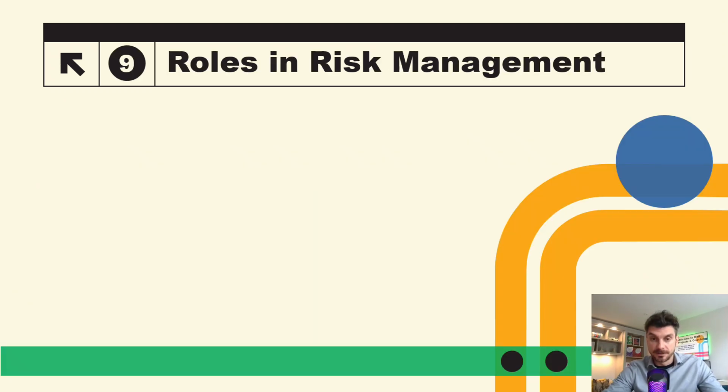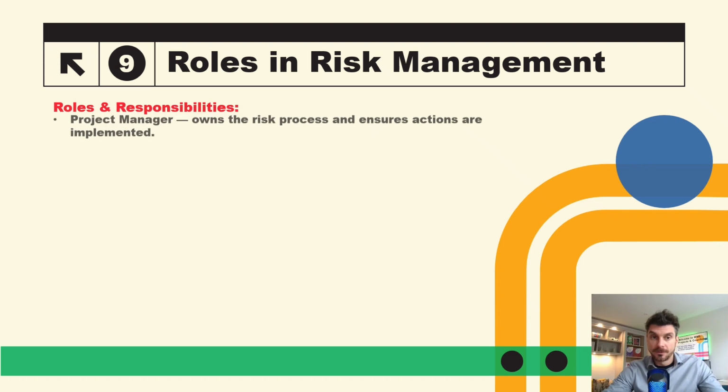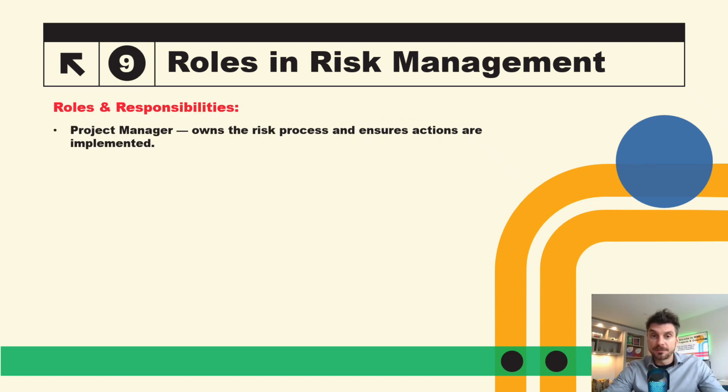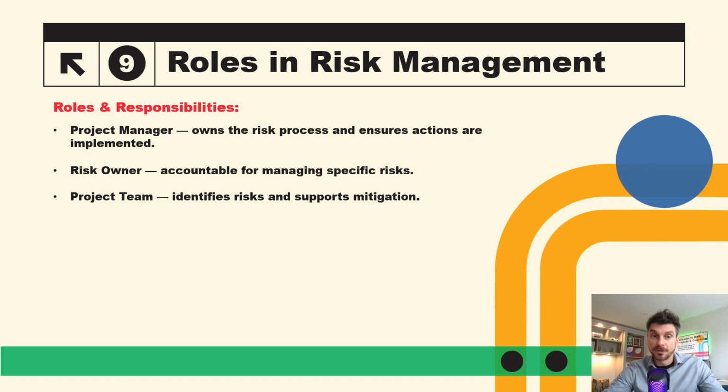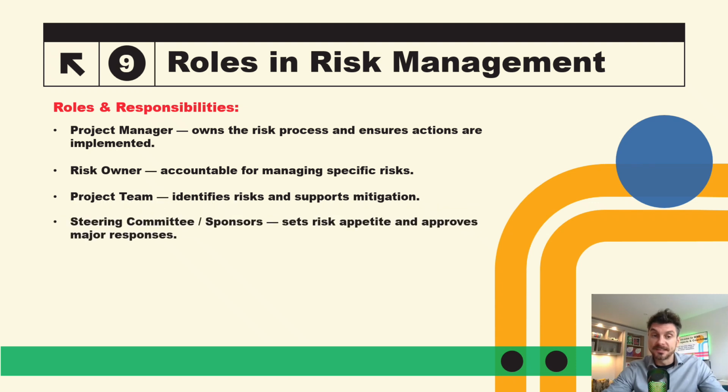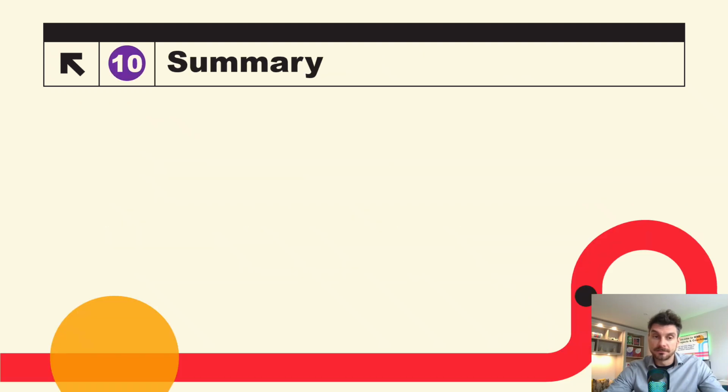Roles in risk management. The project manager owns the risk process and ensures actions are implemented. The risk owner will be accountable for managing the specific risks. The project team identifies risks and supports mitigations. And then the steering committee or sponsor sets risk appetite and approves major responses. And then external stakeholders, which would be your regulators, lenders, or contractors.